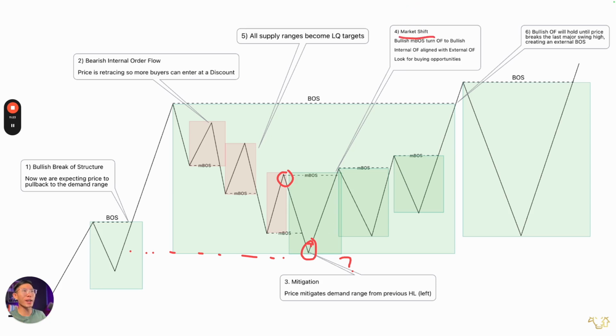There is basically a fundamental shift from the bears to the bulls. So all these are bearish minor breaks of structure, and right now it has shifted from minor breaks of structure for the bears to bullish breaks of structure for the bulls. And right now, you will notice that the internal order flow is bullish. And that's good for us because our internal order flow is aligned with our external order flow.